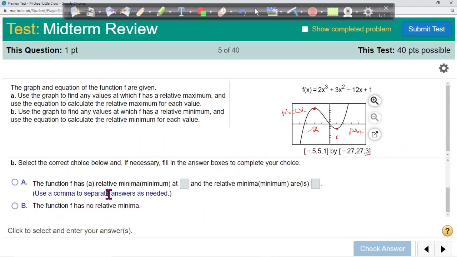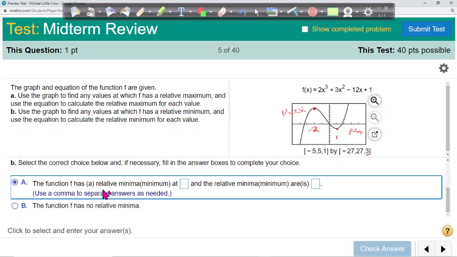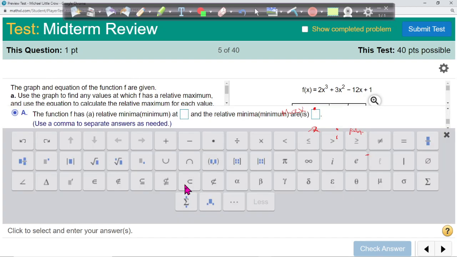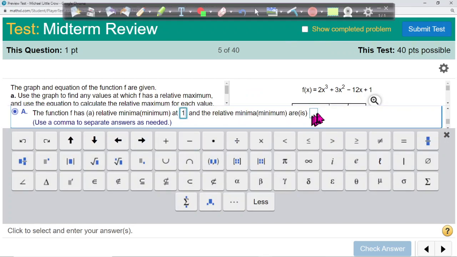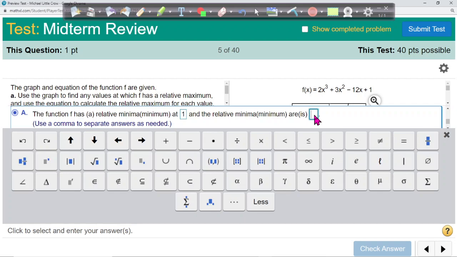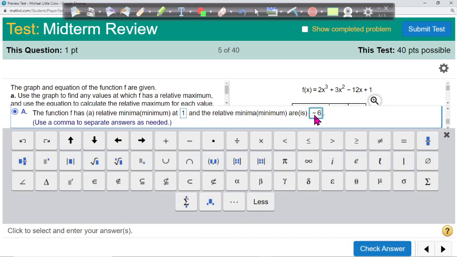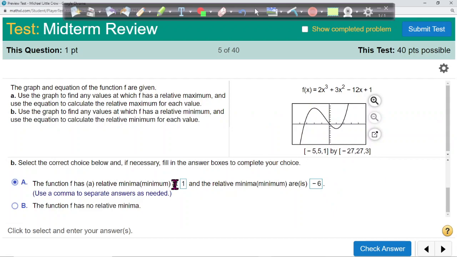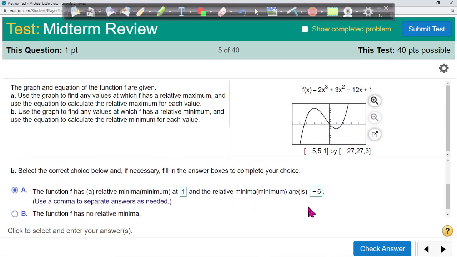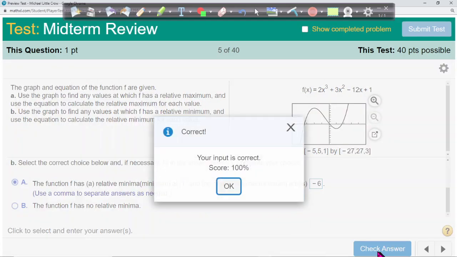We could kind of spot that from the graph itself, but let's see. Here we go. Select the correct function. Has a relative minimum, or it doesn't have one. It does, definitely. And "at" is the location. Location is positive 1. Positive 1, and as we saw on the calculator, its value, the y value, is negative 6. Okay, so you're going to get used to reading these. I think that's it. And so we've answered everything. Let's check our answers, and we're good.